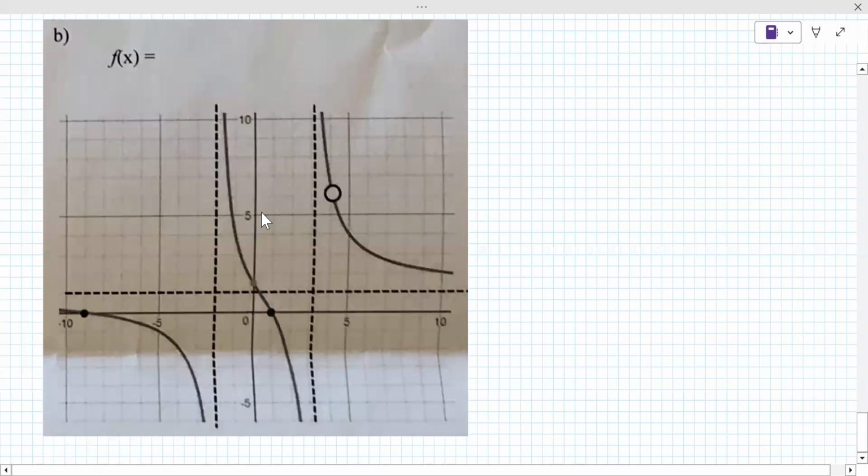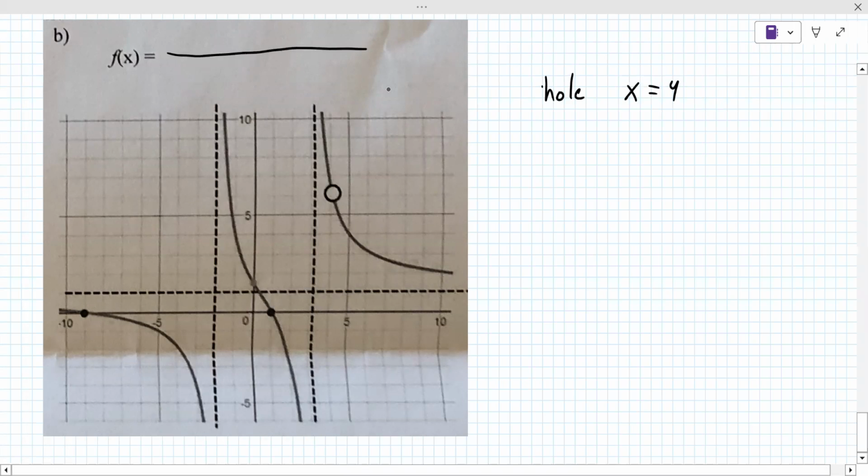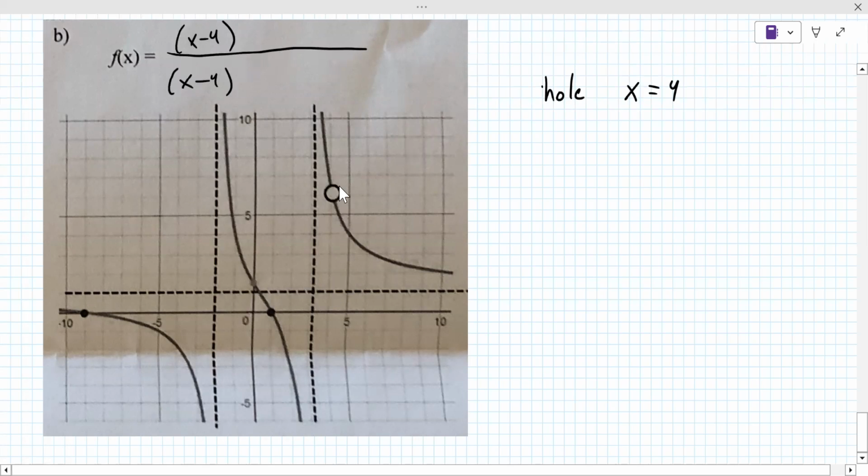All right, so a couple of key features here. This hole is a pretty big deal. The hole is at X equals 4. That means there's going to be something on the top and bottom that's the same. So there's going to be an X minus 4 on the top and an X minus 4 on the bottom. There's a bit more to that though. The Y value we have to also get, but we'll get to that later.